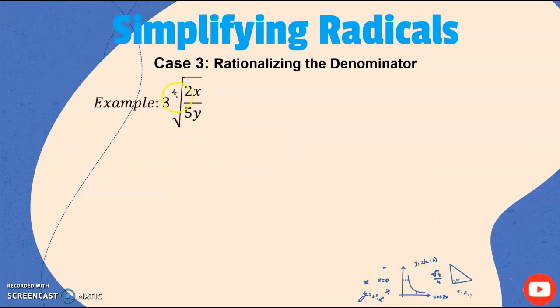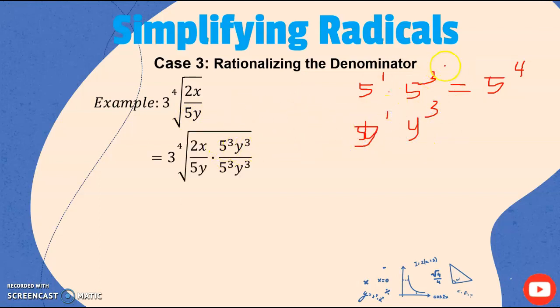Next, the 4th root of 2x all over 5y. So again, this is a 4th root, so it's different again. You have to consider again the index. So 5, what should be multiplied with 5 to the power of 1 to make it a power of 4? So it's 5 to the power of 3. Therefore you have to multiply the 4th root of 5 cubed. How about y? It's going to be y cubed, to make it a power of 4. So 5 cubed, y cubed. These two make it a power of 4.